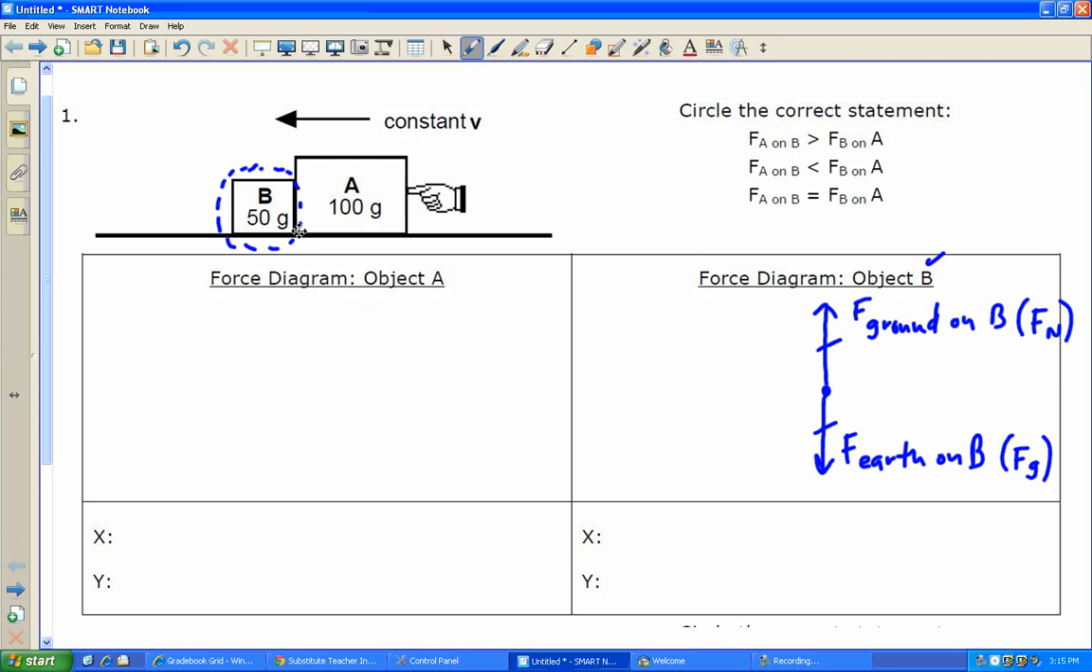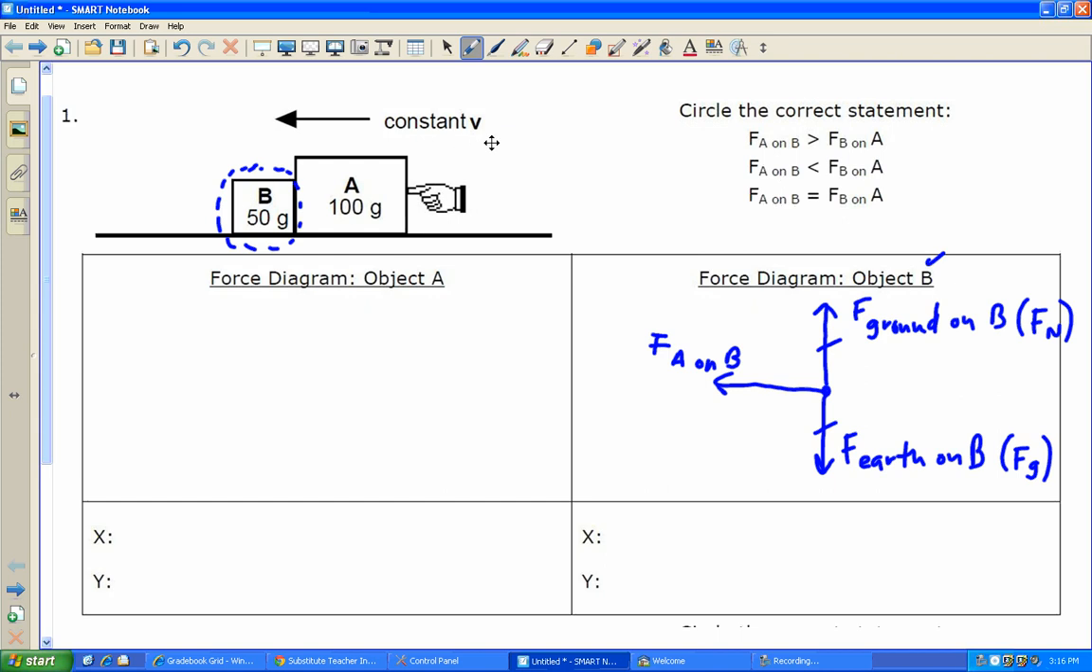Alright, so let's think about what's happening in the x direction, the left-right direction. Again, I'm focusing in on object B. So even though there's a hand pushing object A, what's really pushing object B to the left is object A. A is pushing on B to the left. So I'm going to include that as a force. Force A acting on object B.